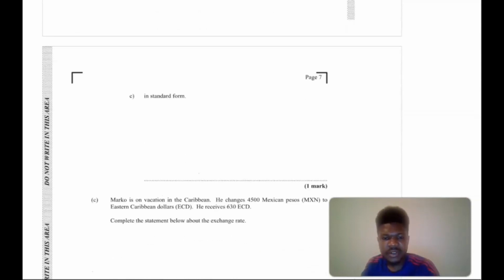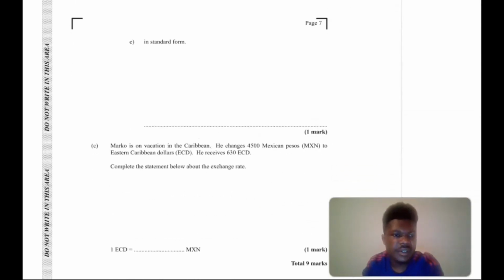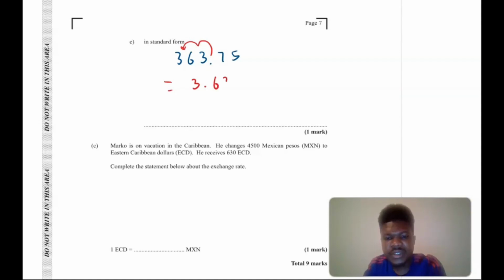In standard form now. So let's write it again. 363.75. Now, we need to move the decimal point to ensure that we have a number between 1 and 10, where 1 can be included. So go 1, 2. Therefore, we're going to have 3.6375 times 10 to the positive 2.